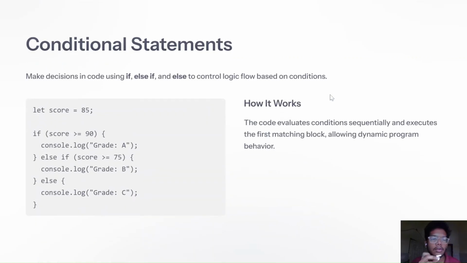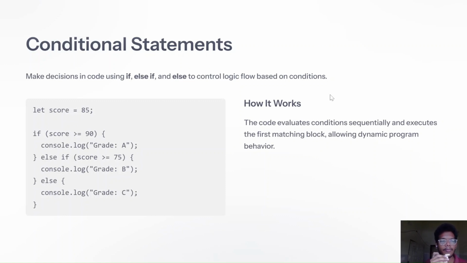And next, our concept is conditional statements. Actually, what are conditional statements? They are used to declare a statement where, if it is true, then it goes one way, or if it is false, then it executes some other flow. They can be utilized by using if, else if, and else to control the logic flow of the code.